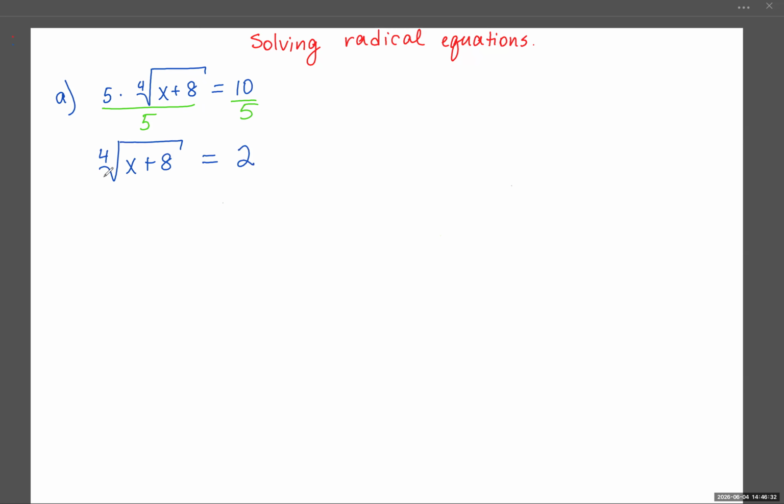Now, since this radical expression is the 4th degree, we need to get rid of it by putting the whole expression on the left to the 4th power. That means we have to put the 2 on the right-hand side to the 4th power also. So the 4 on the radical and the 4 on the outside will cancel each other out. This is just x plus 8 on the left equals 2 to the 4th power. Well, that's 2 times 2 times 2 times 2, and that's 16. We have to subtract 8 from both sides. x equals 8.